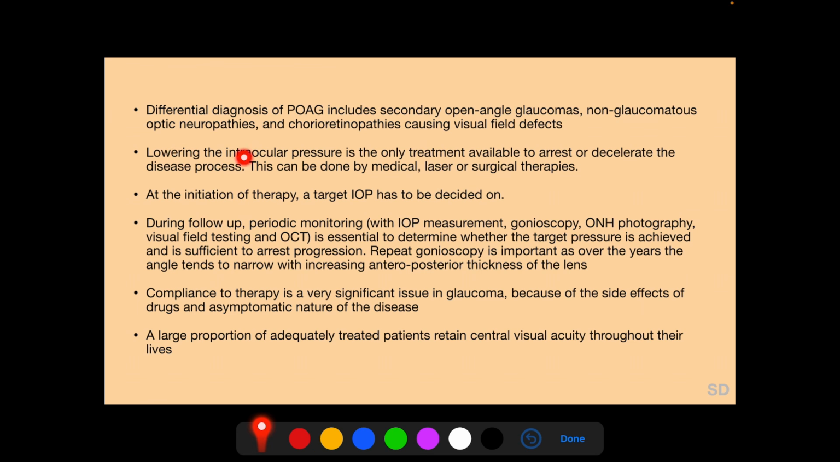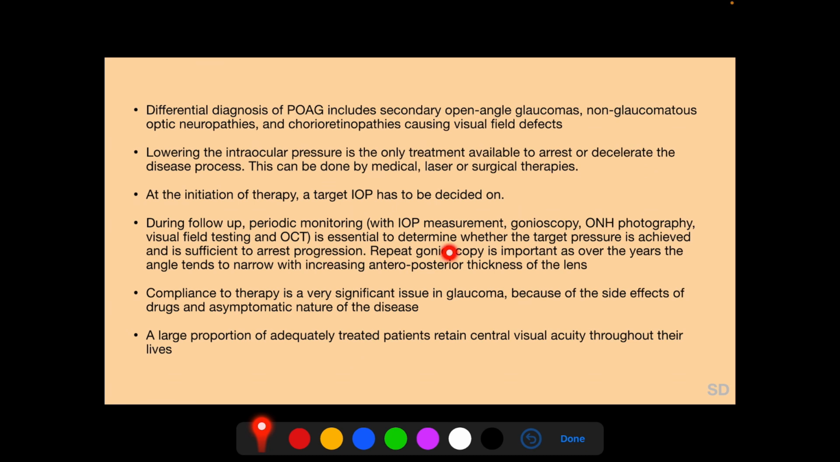Lowering the intraocular pressure is the only treatment available till date to arrest or decelerate the disease process, and this can be done by medical, laser, or surgical therapies. At the initiation of therapy, a target intraocular pressure has to be decided on. During follow-up, periodic monitoring with IOP measurement, gonioscopy, optic nerve head photography, visual field testing, and OCT is essential to determine whether the target pressure is achieved and whether this achieved target pressure is sufficient to arrest progression.